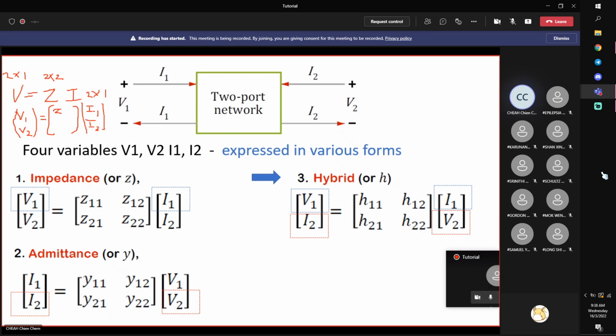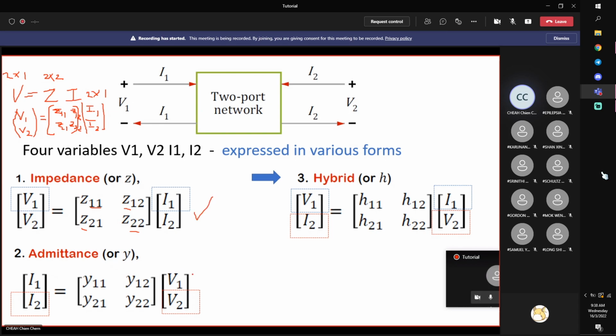And you can fill out the parameters Z. 2 times 2 must be 4 of them. Just put 1,1 first row, first column; 1,2 first row, second column; 2,1 second row, first column; 2,2 second row, second column. This is what you get. Similarly, for admittance form, write down I1, I2 as your output, V1, V2 as your input. Fill out with a 2 times 2 matrix, put 1,1; 1,2; 2,1; 2,2.